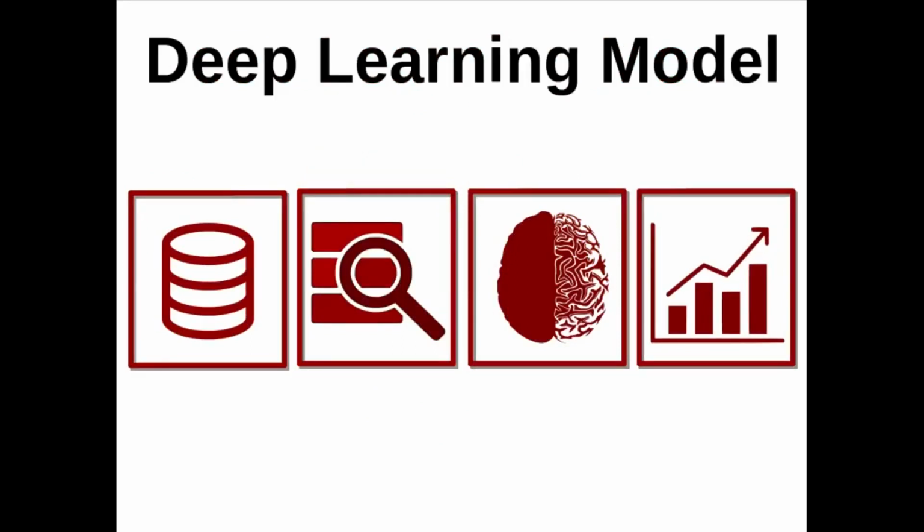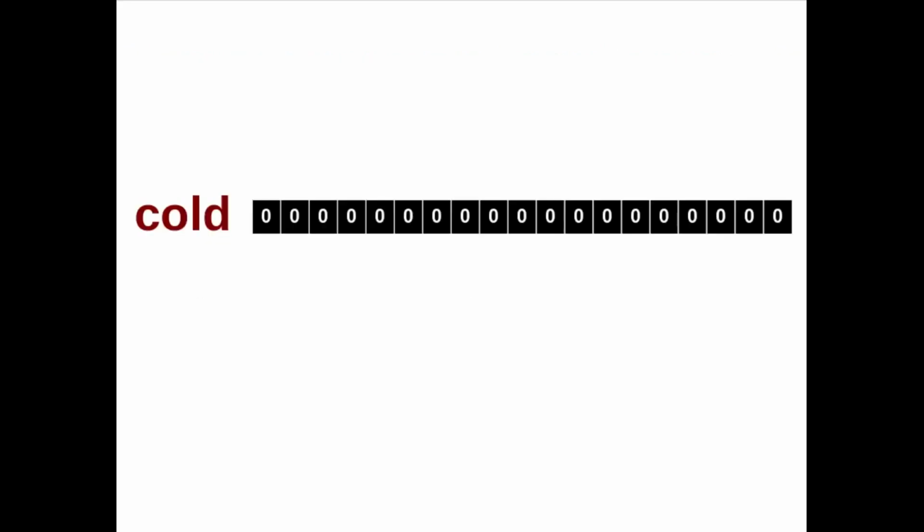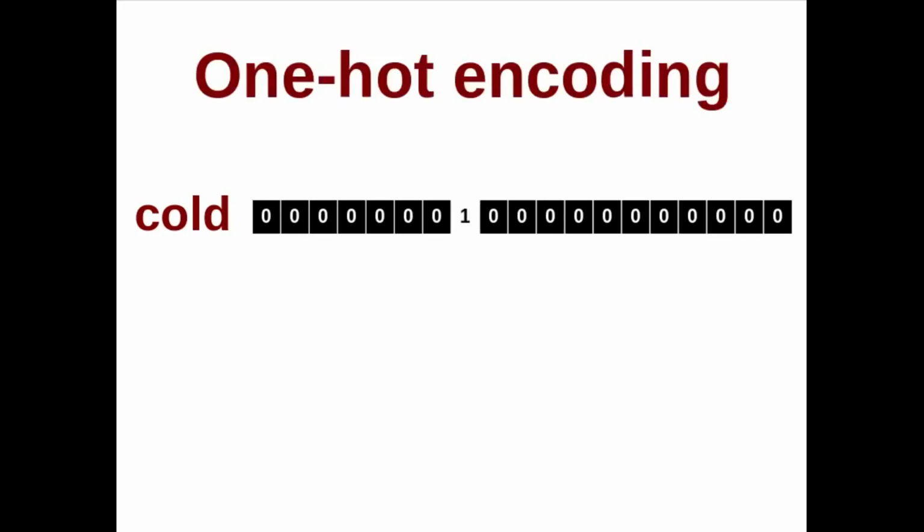Let's move to the deep learning model, specifically to the input preparation step. Somehow, we need to represent our words numerically. One way to do this is by vectors with all 0 values except for the position uniquely marking a certain word with a 1. This is called one-hot encoding. While convenient, this method has 2 main disadvantages.